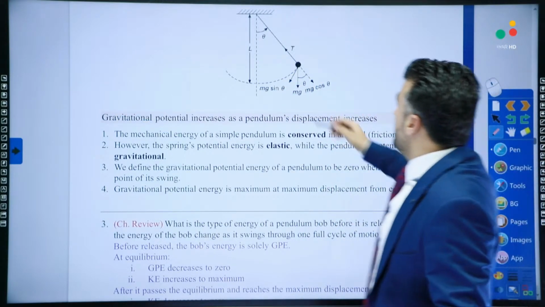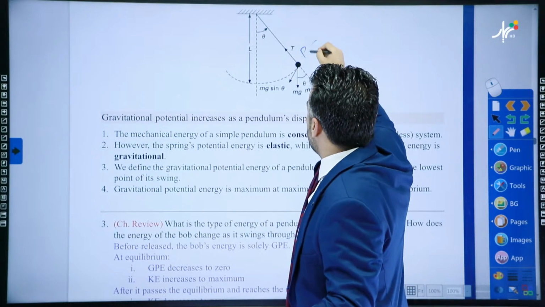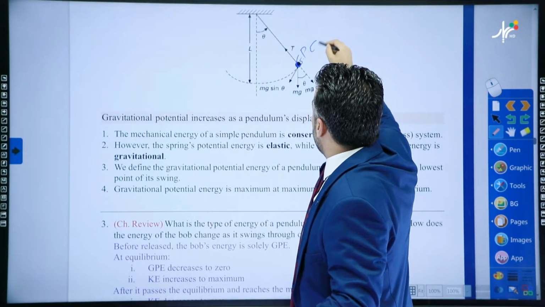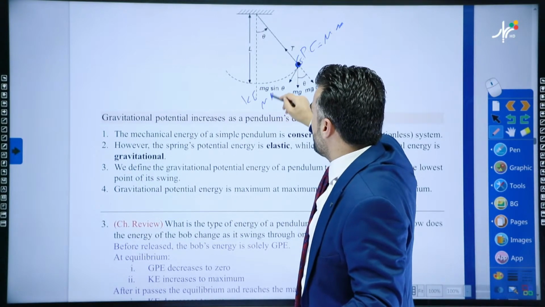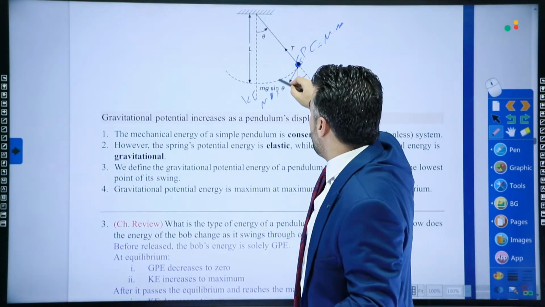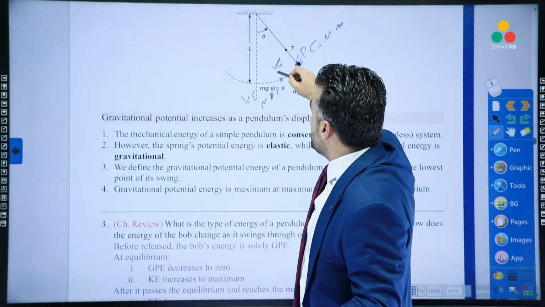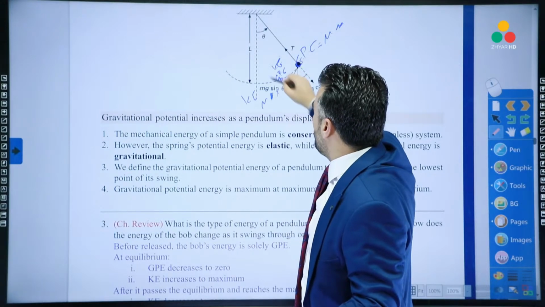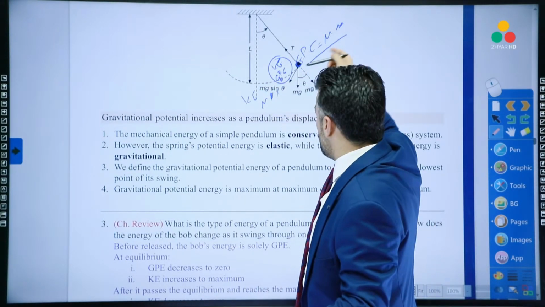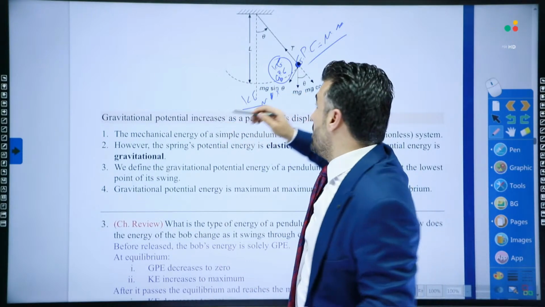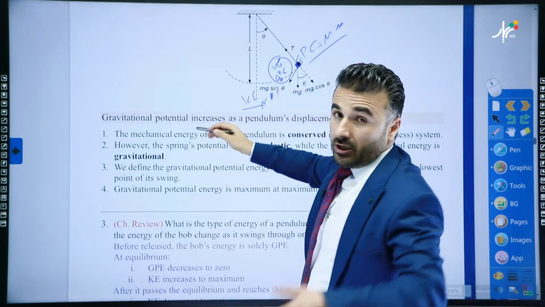Let's clean up this. So at a point here, we have maximum gravitational potential energy, max. Here, kinetic energy is max, okay? At a point here, we have both kinetic and gravitational potential energy. But here, it's solely gravitational potential. Here, solely kinetic energy. So these are changing always, yeah?